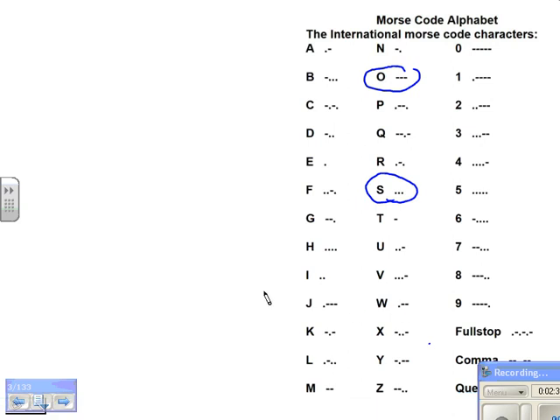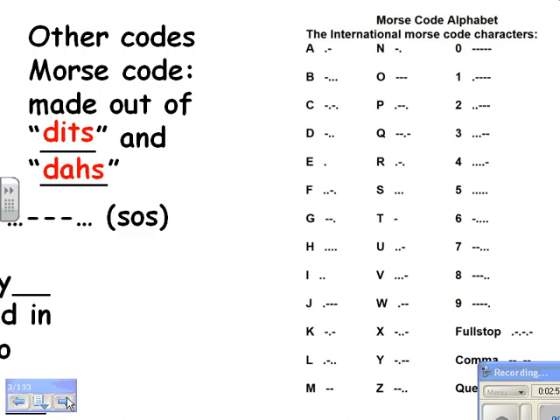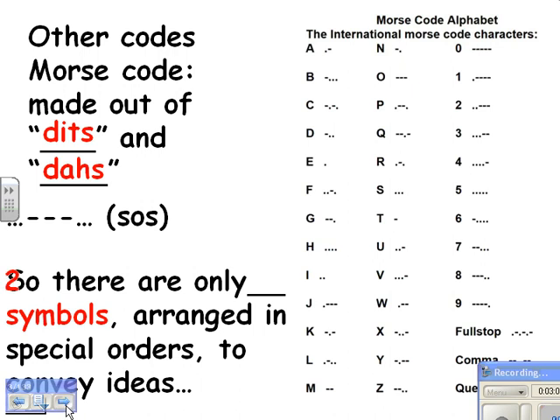So anyway, here's the code. So D is da dit dit, and you can use these series of really just 2 pieces of information, right? A dit or a da, and then the pauses between the letters to convey information. So here's another code. It's called Morse code, and it's made out of dits and das, or dots and dashes, whatever you want to call them. So dit dit dit, da da da, dit dit dit means SOS, help help help. So there are only 2 symbols here, the dits and the das, and they're arranged in special orders to convey ideas.